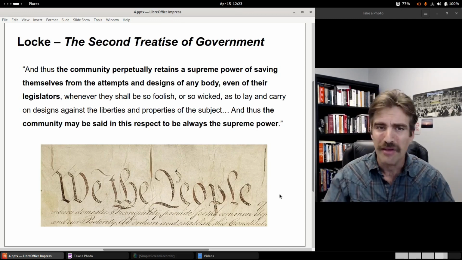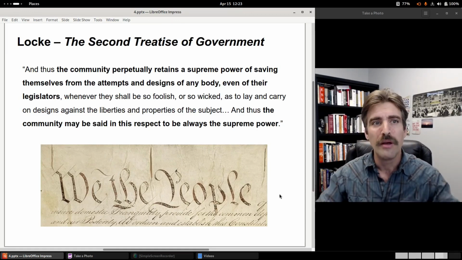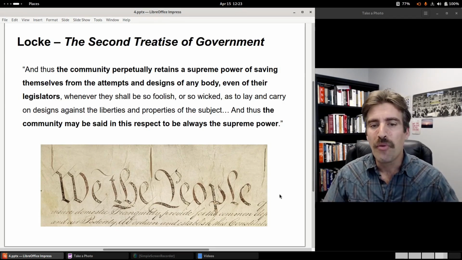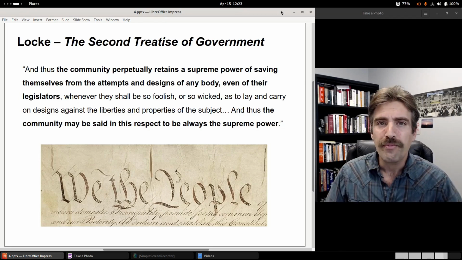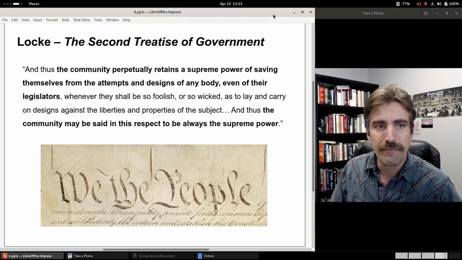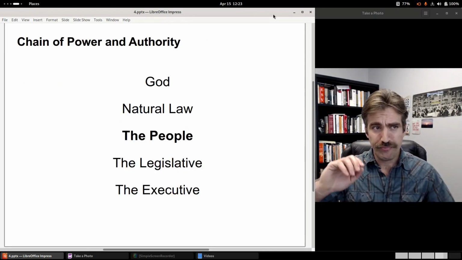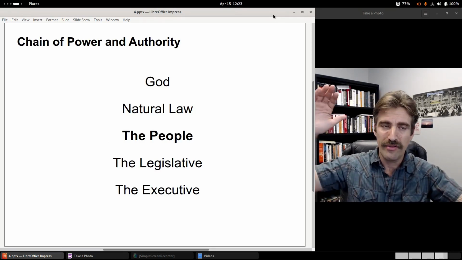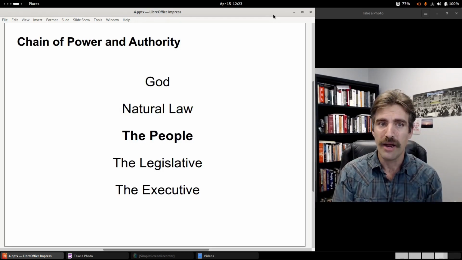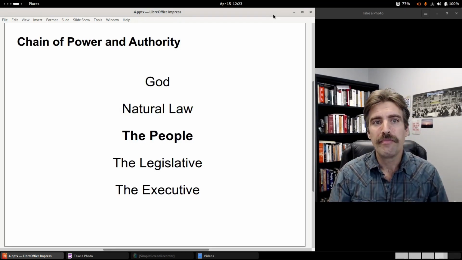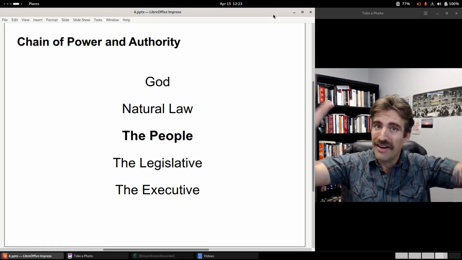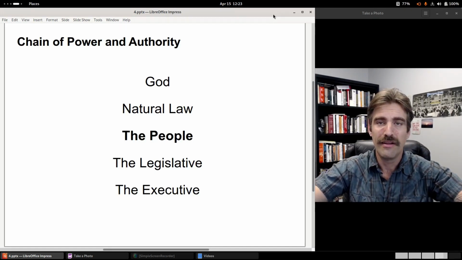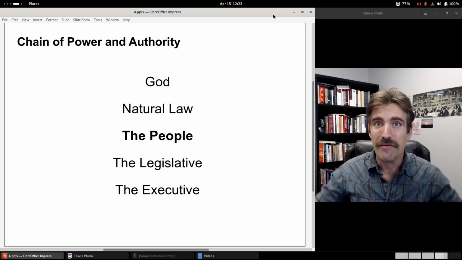He wasn't the only one to speak of it, of course, or even necessarily the first, but the people plays a very prominent role in Locke's system. So in the second treatise, what we see here is a chain of power and authority. At the top is God, and we looked at that momentarily in part 3. Locke makes it clear God is the sovereign.